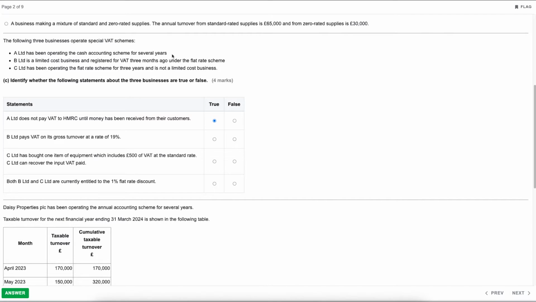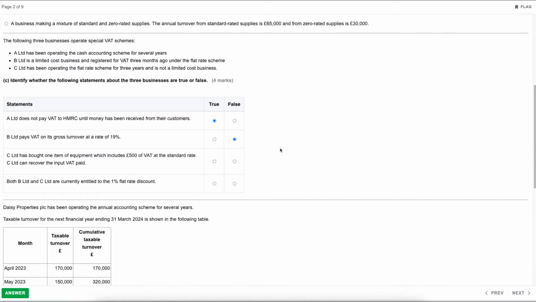The next one then, B Limited pays VAT on its gross turnover at a rate of 19%. Now, it states up here that B Limited is a limited cost business. If you are a limited cost business, and this is one where your costs are extremely low, this often could be if you're a service contractor, such as in IT, where you might have really low costs. Now, if you're a limited cost business, you actually pay a flat rate of VAT of 16.5%. So it would not be at the rate of 19, so that would be false.